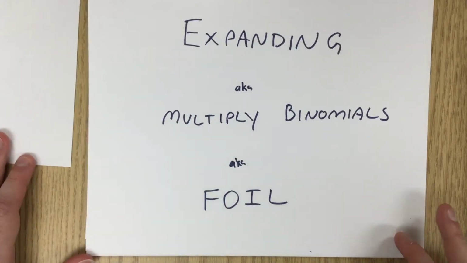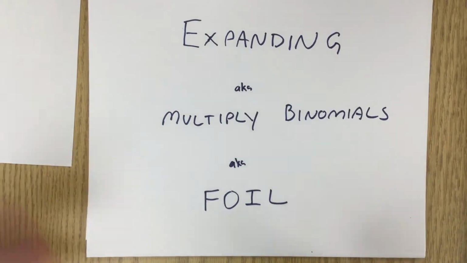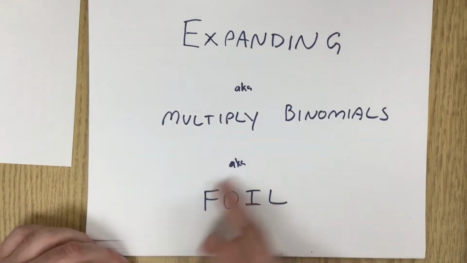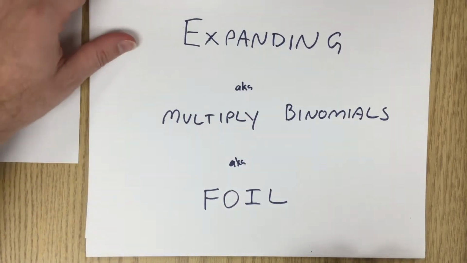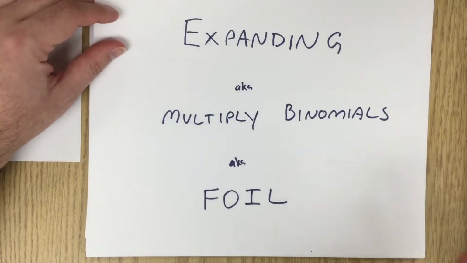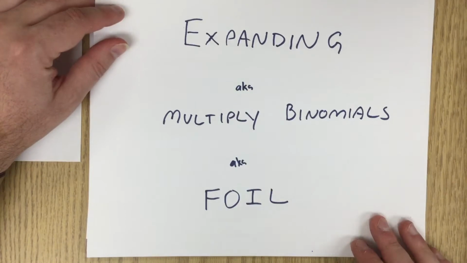We're going to be learning today how to multiply binomials, which is often called expanding. A mnemonic that we're going to discuss is called FOIL. If I say FOIL, that's a short way of saying multiplying binomials. So we're going to do a warm-up first.